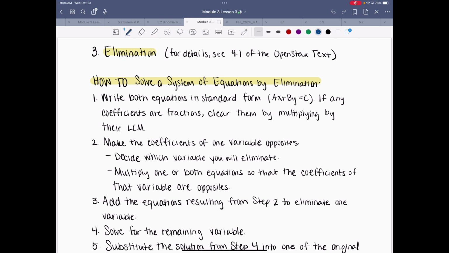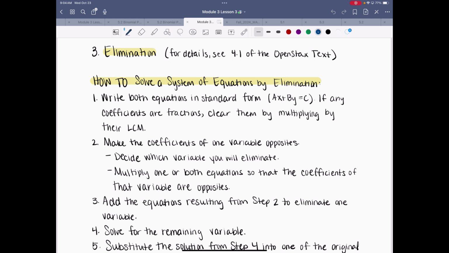Step 2. Make the coefficients of one variable opposite. Decide which variable you want to eliminate, either x or y. For example, if one equation has 3x and the other has 2x, they are not opposites, but we want to make them opposites. To do this, multiply one or both equations so that the coefficients of that variable are opposites. For example, multiply the first equation by 2 and the second equation by -3 to make the coefficients of x be 6x and -6x. Once the coefficients are opposite, we can eliminate one variable.